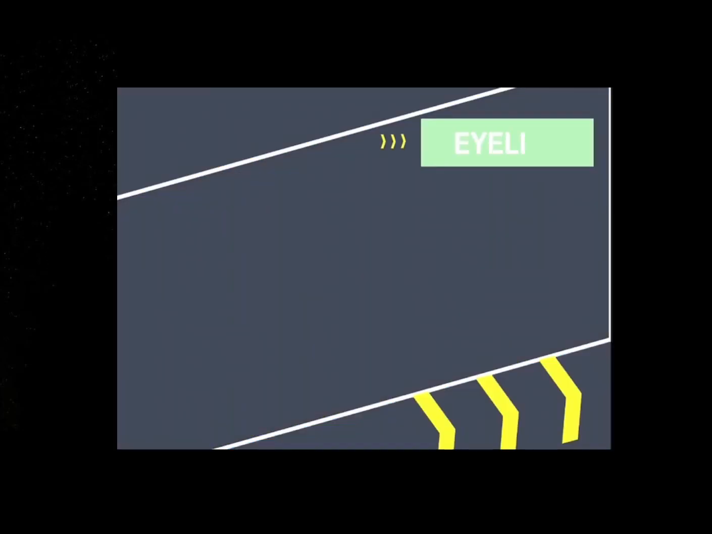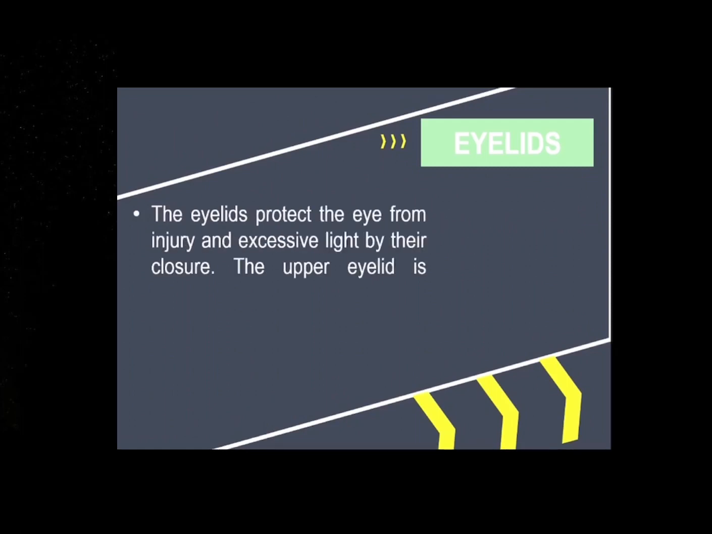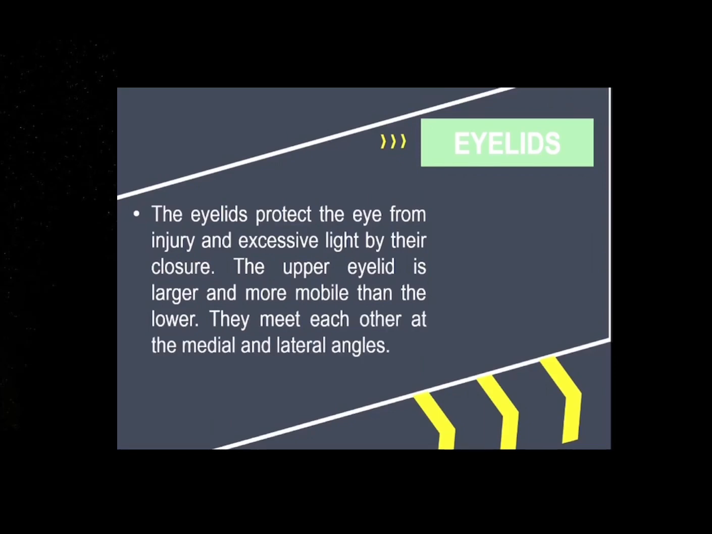Let's go to the eyelids. The eyelids protect the eye from injury and excessive light by their closure. The upper eyelid is larger and more mobile than the lower. They meet each other at the medial and lateral angles. The palpebral fissure is the elliptical opening between the eyelids and is the entrance into the conjunctival sac.